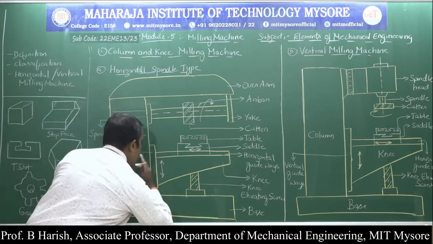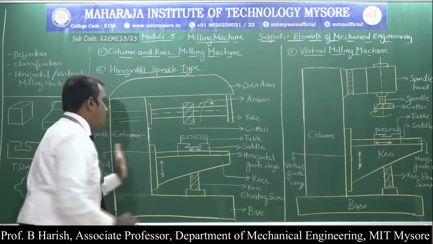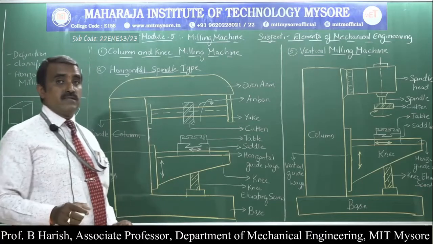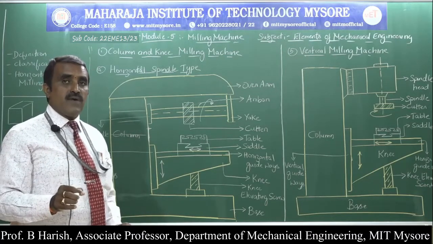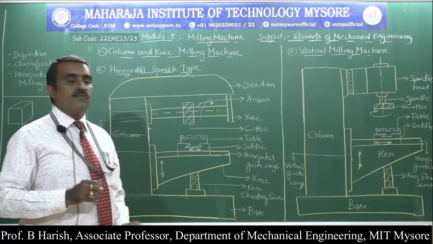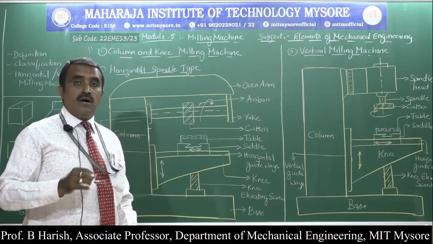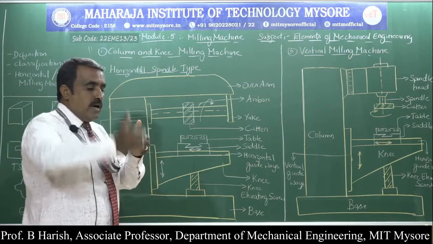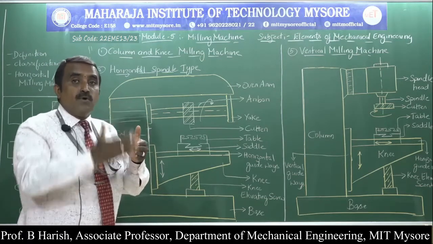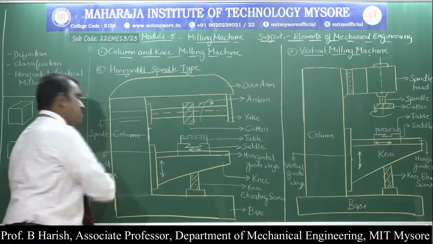Then on the front face of this vertical column, we will have vertical guideways. So what is a guideway? A guideway is a slot which guides the movement of the knee. It will be a projected part. The movement of the knee is supported and guided. It is called guideways because it supports and guides the movement of the knee. So it is called vertical guideways.